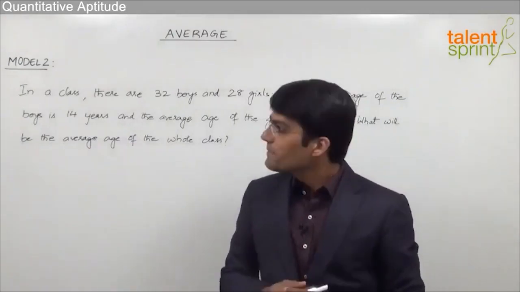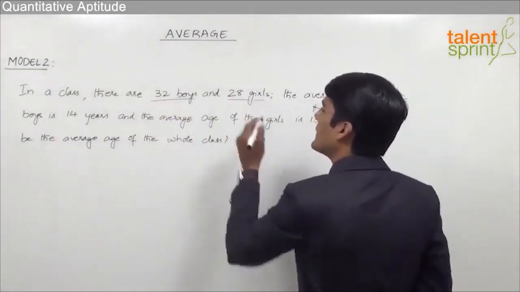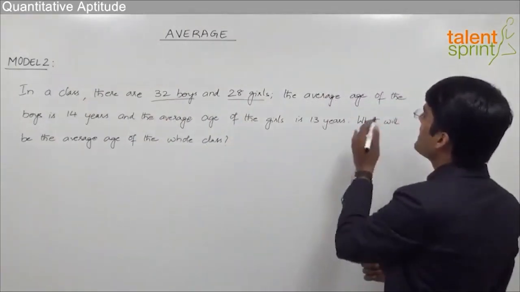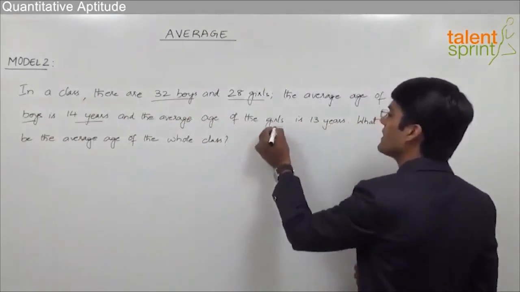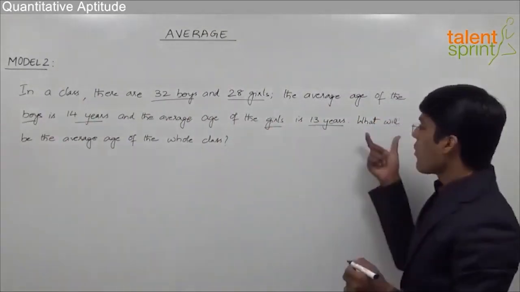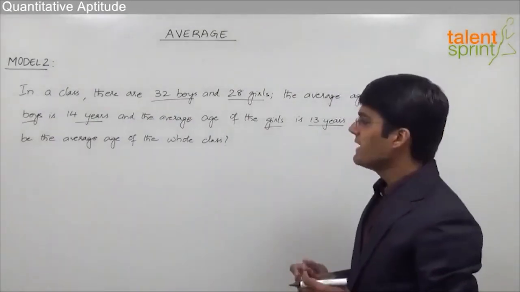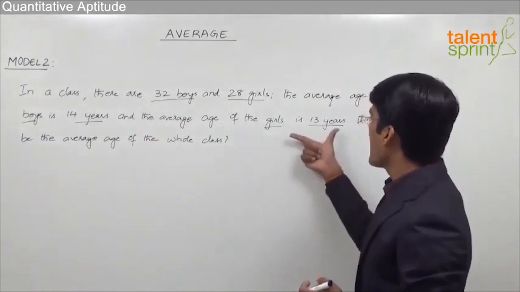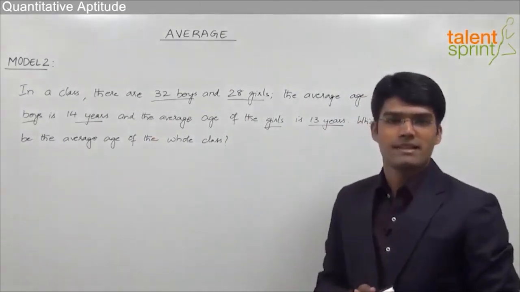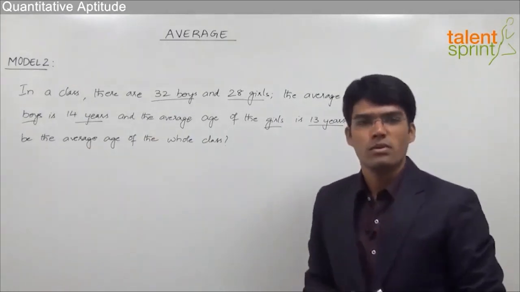The question here is, in a class there are 32 boys and 28 girls. The average age of the boys is 14 years and the average age of the girls is 13 years. What will be the average age of the whole class? So as you can see here, the average age of the boys is given to us, that is 14 years, and the average age of the girls is also mentioned, that is 13 years. And we are supposed to find out the average age of the whole class.